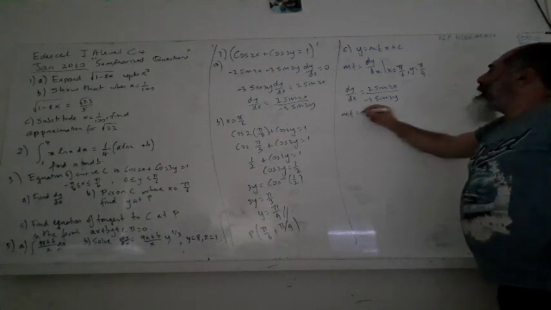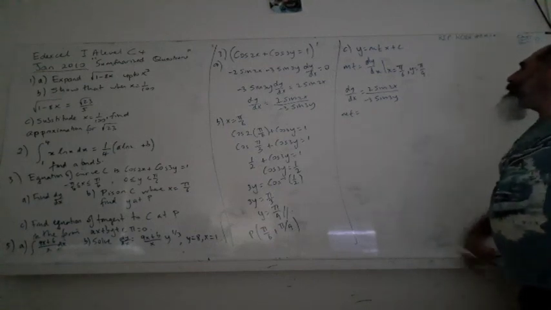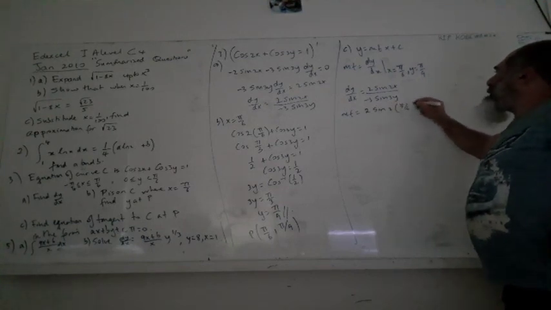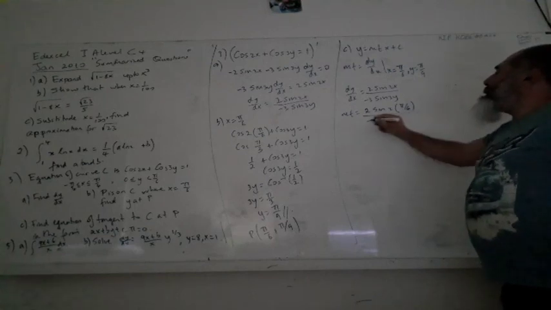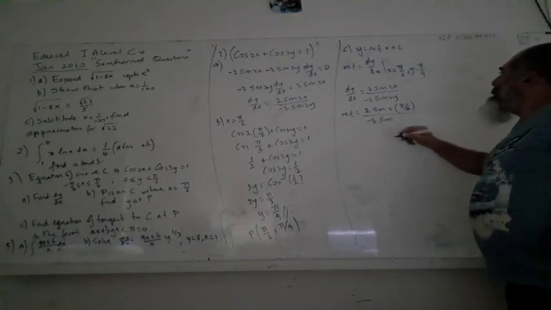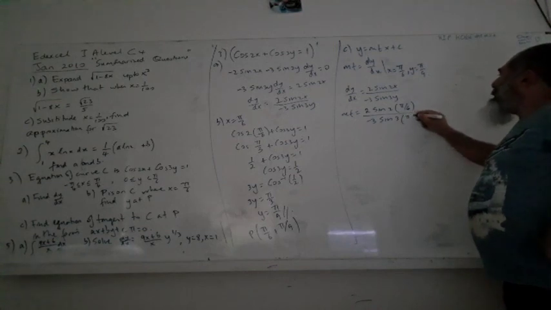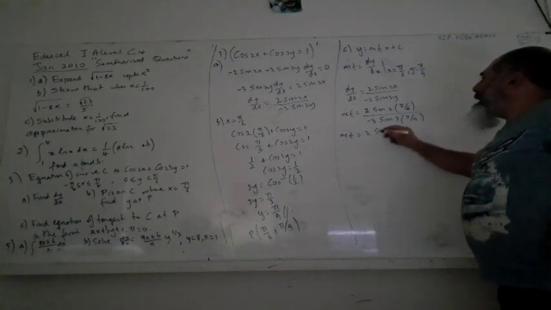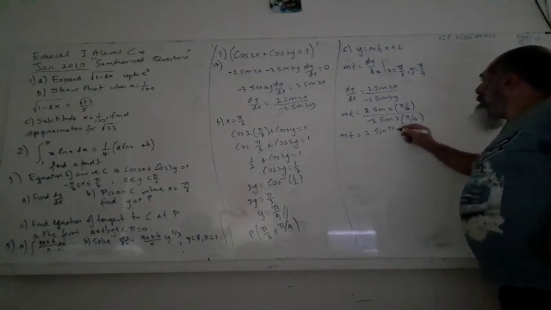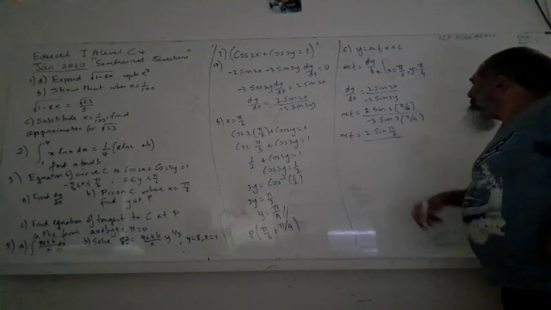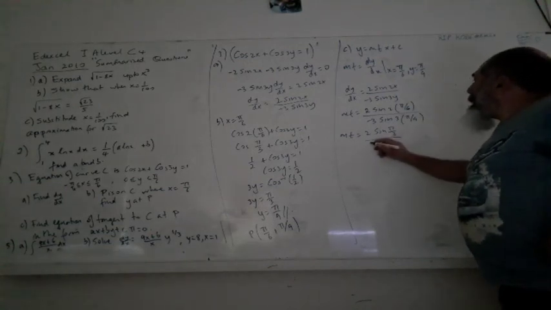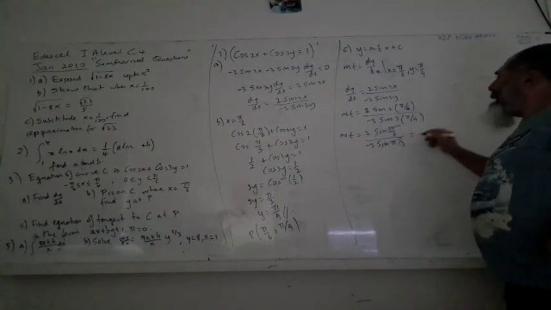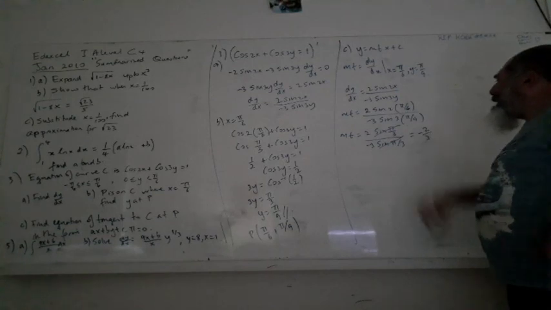So the gradient of the tangent line is going to be 2 times sine 2 times pi over 6 divided by minus 3 sine 3 times pi over 9. So m tangent is equal to 2 times sine pi over 3 over minus 3 sine pi over 3. So m tangent is equal to minus 2 over 3.